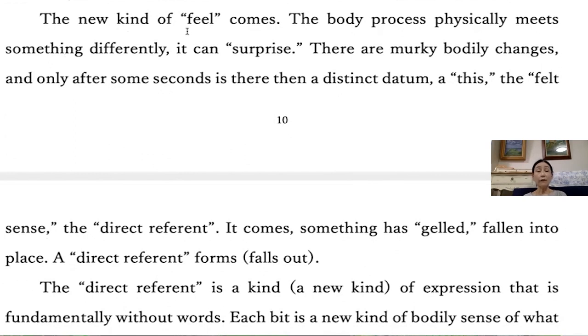The new kind of feel comes. The body process physically meets something differently. It can surprise. There remarkably changes, and only after some seconds is there then a distinct datum. Are these the felt sense, the direct referent? It comes, something has gelled, fallen into place. A direct referent forms, falls out.